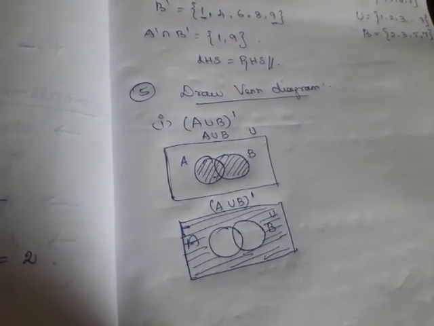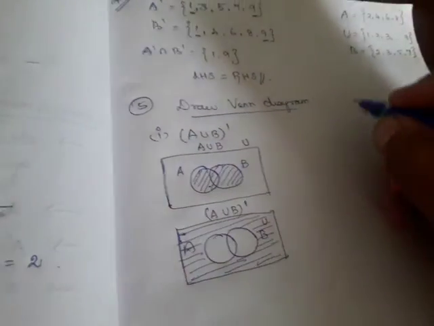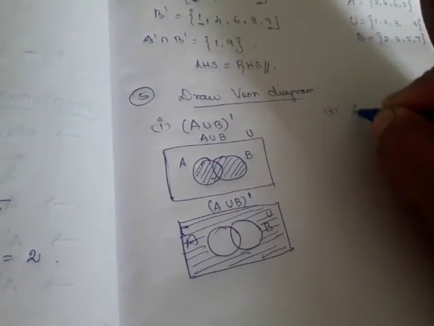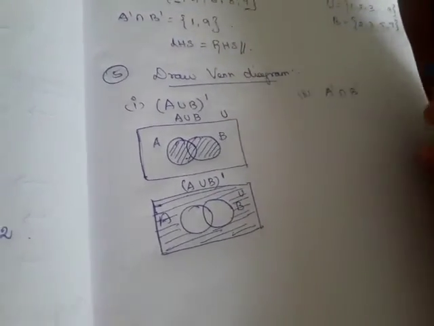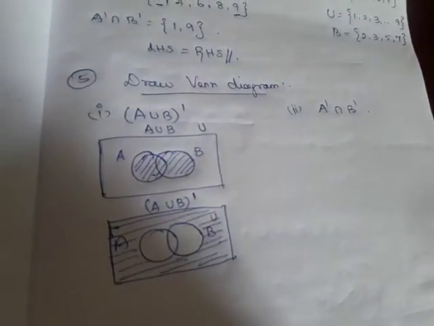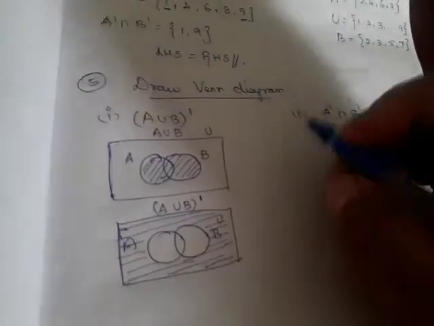Right? Now what is your second question? A dash intersection B dash. Similarly, we will do it step by step. First, we will find what is our A dash.